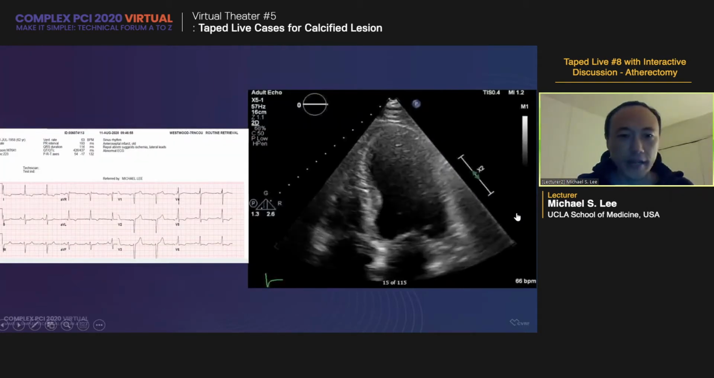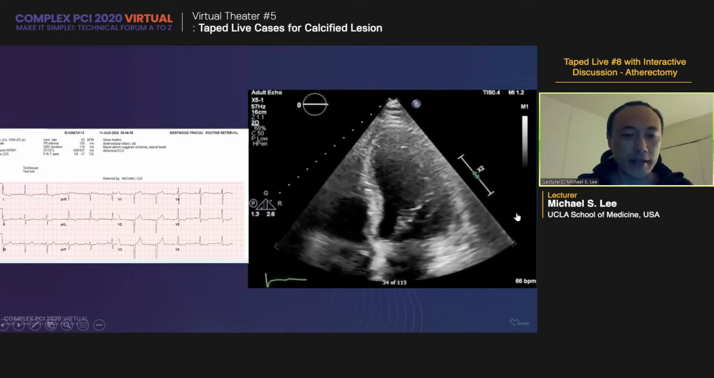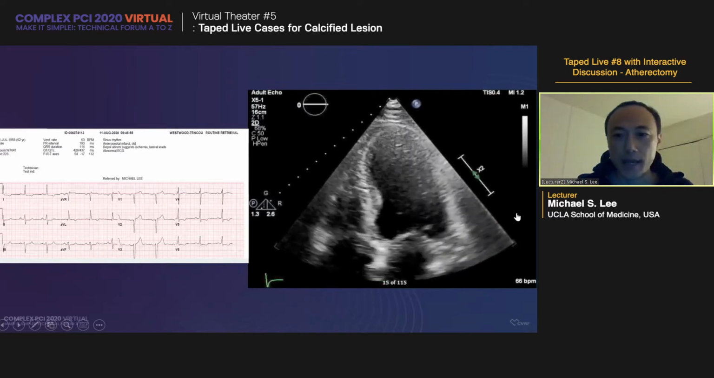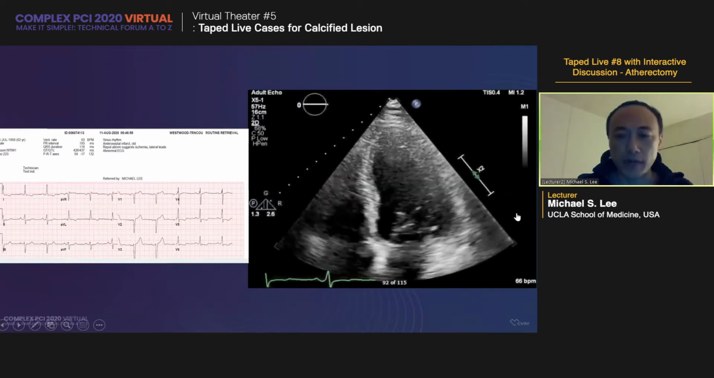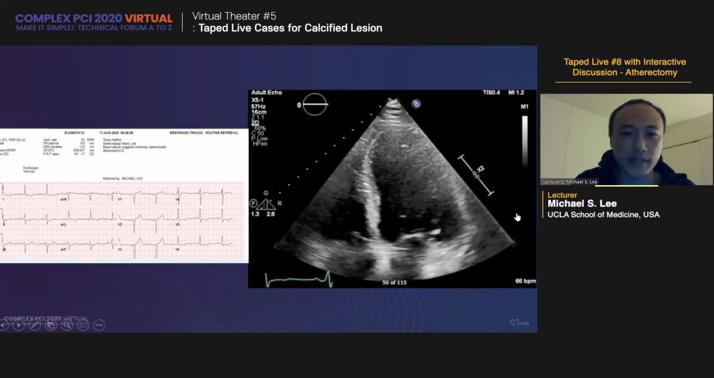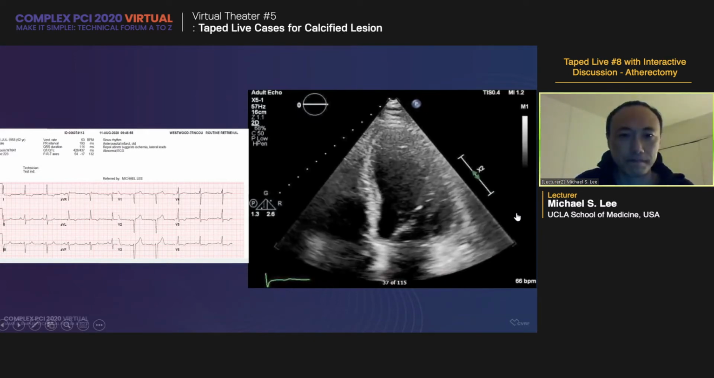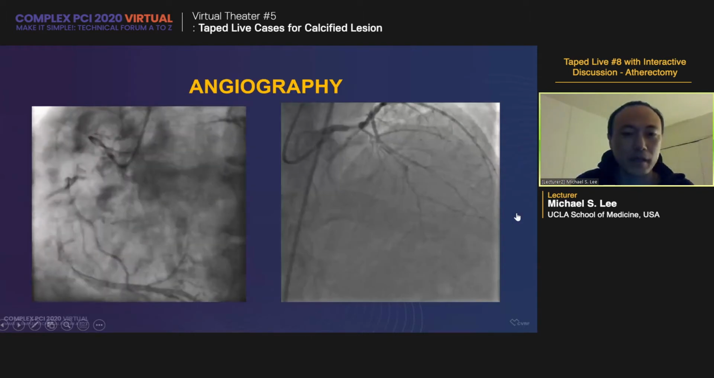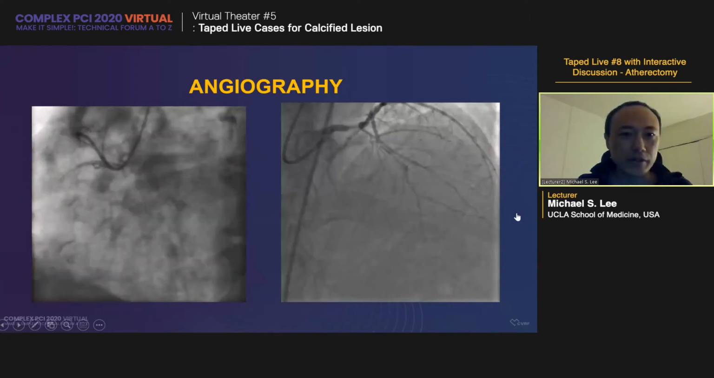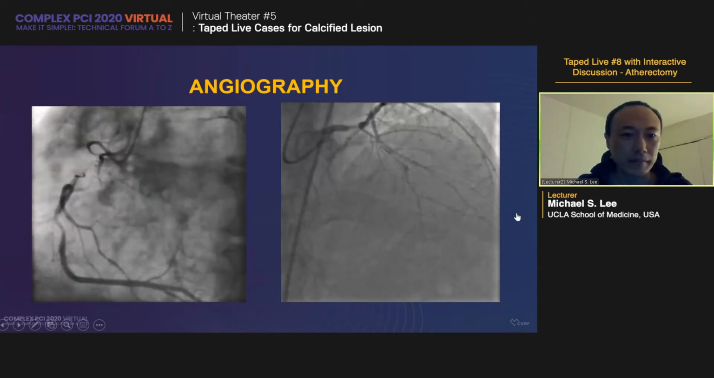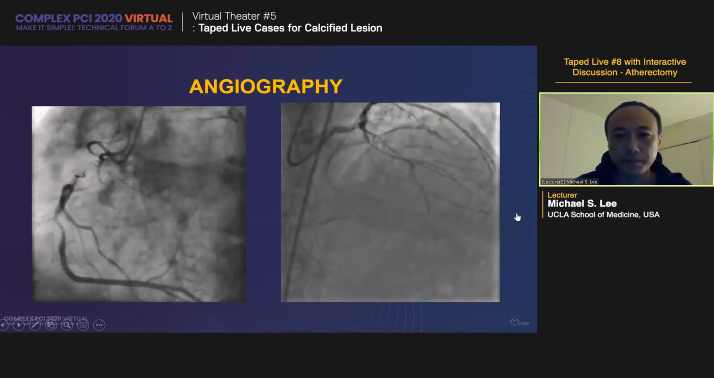This is an EKG and echo, and his EKG shows anterior Q waves. And you can see his echo shows apical akinesis. Ejection fraction overall was estimated at about 35%. So let me show you his coronary anatomy. This is his right coronary. He has 2 tandem lesions, relatively straightforward.